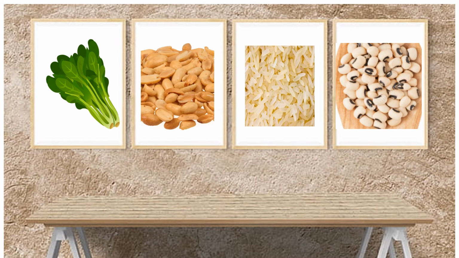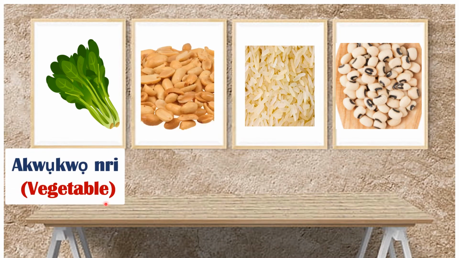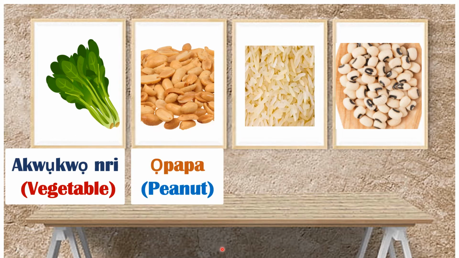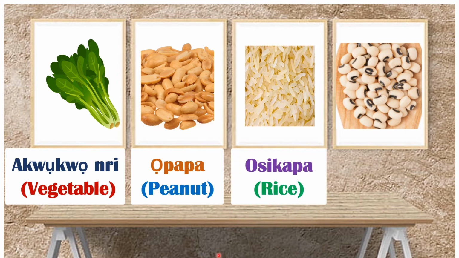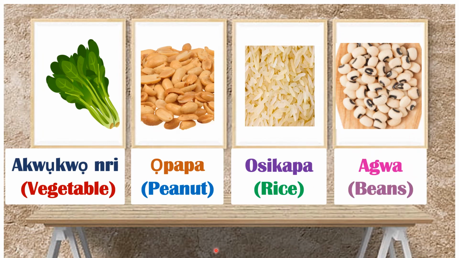And the next one is yam. Yam bụ ji. Then we have peanut. Peanut bụ ọpapa. Ọpapa peanut. Osikapa. Osikapa bụ rice. Then beans. Beans bụ agwa.